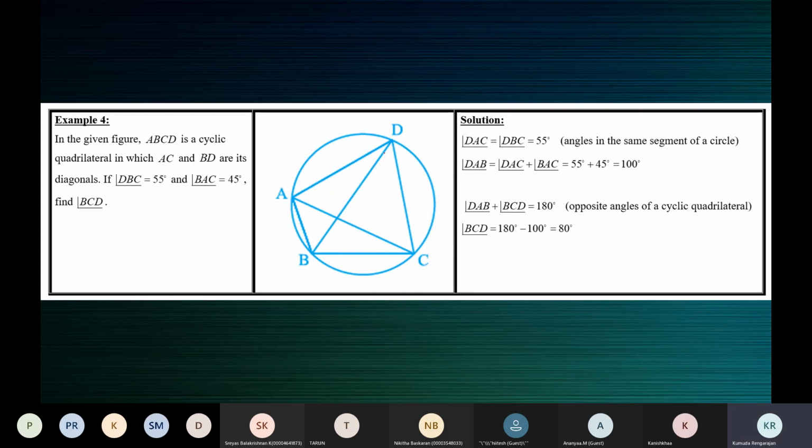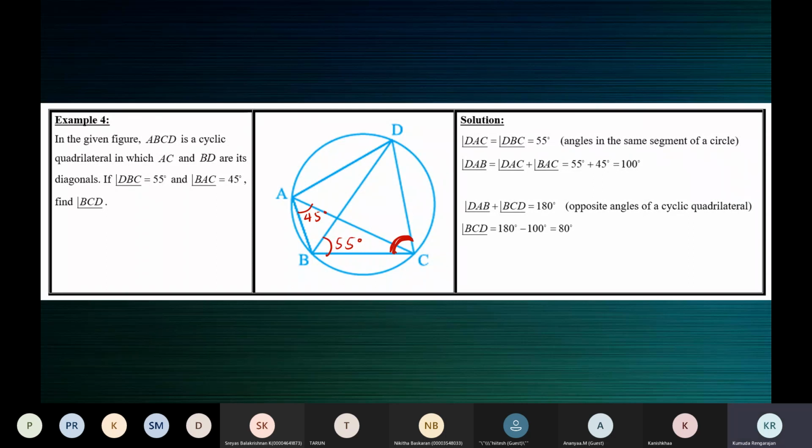Angle DBC is 55 degrees. And angle BAC is 45 degrees. Find angle BCD. This one is an angle of triangle BCD, and you can do it in 2-3 ways. I don't know how it was worked here, but let me just tell you what I have in my mind.